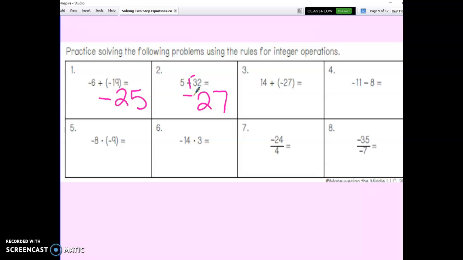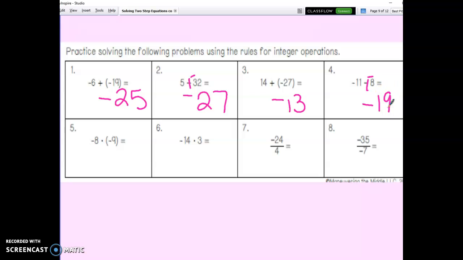Our next one, we've got 14 plus negative 27. Because I have opposite signs, we would subtract, which is 13, and keep the sign of the one that's greater, which makes it a negative. Then we have negative 11 minus 8. Okay, we would change minus 8 to plus a negative 8. So we have negative 11 plus negative 8, which gives us negative 19.